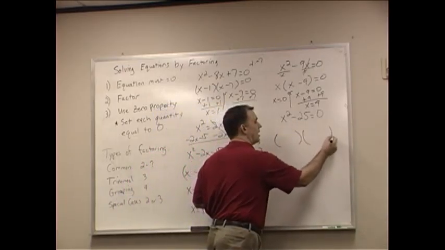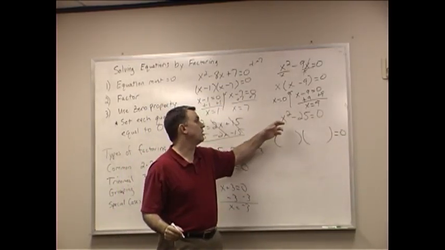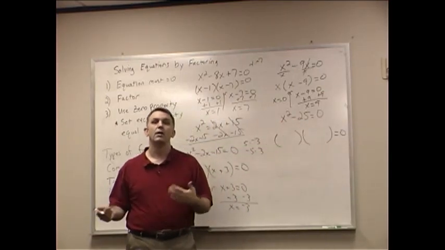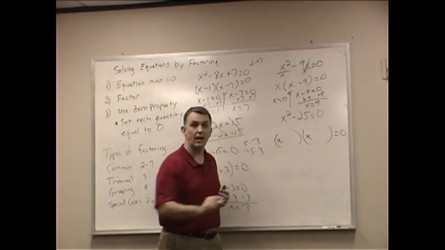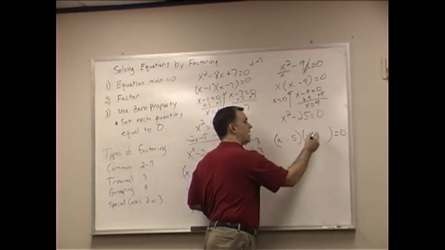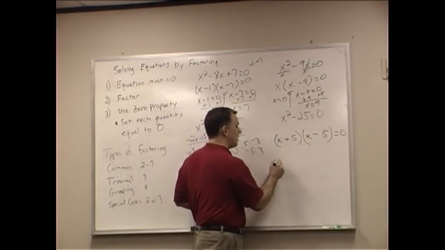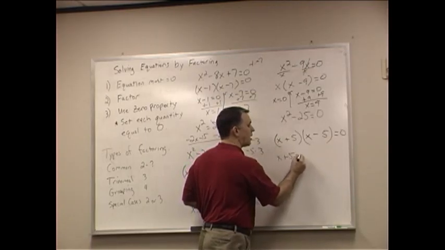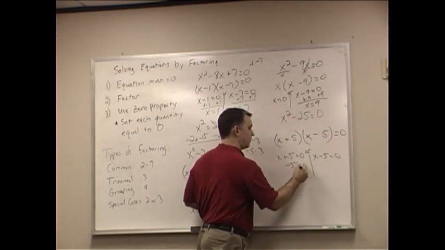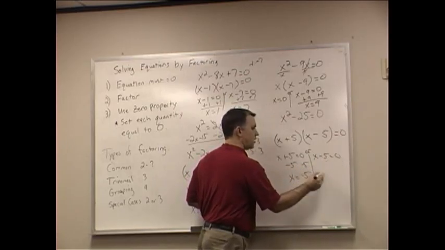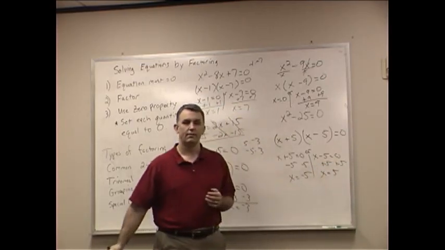And some of you were saying, huh? What do you mean special case? Remember, if you've got a minus sign and you can take the square root of both of them, it's a special case. We can go x and x because the square root of x squared is x. And the square root of 25 is 5. And we put in a plus and a minus. And then we use our 0 property and solve. And then plus 5, x equals 5.